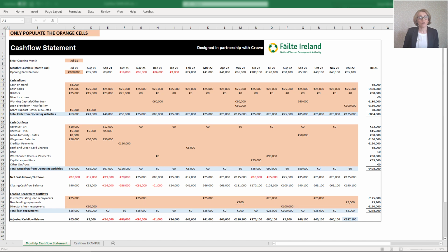The adjusted cash flow balance, which includes all outgoings of the business, is shown here and is the starting position for the following month.